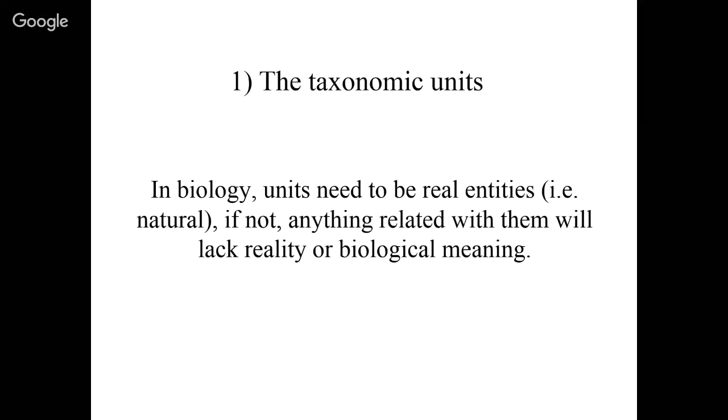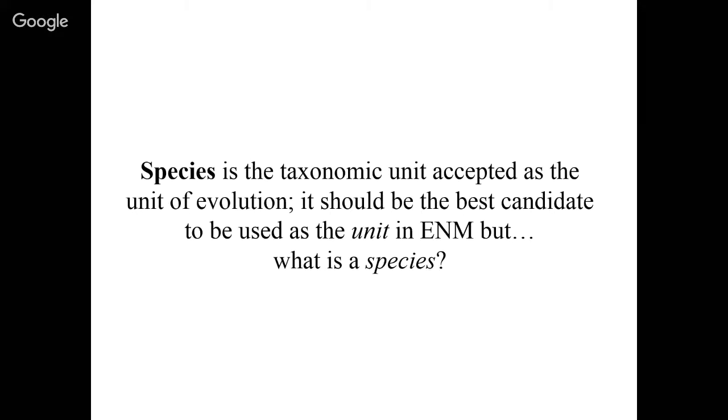We have to remember that in biology, units need to be real entities, I mean, natural. If not, anything related to them will lack reality or biological meaning. So the most important units that I'm going to talk about are the taxonomic units, and I'm going to spend most of this talk on them. Most of us agree that species is the taxonomic unit accepted as the unit of evolution. It should be the best candidate to be used as the unit in ecological niche modeling. But another question arises. What is a species?